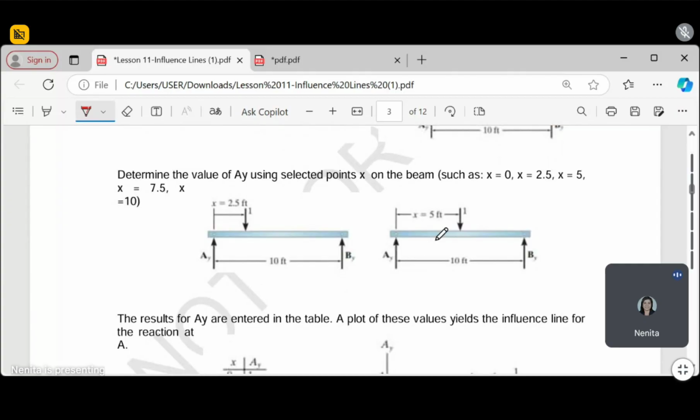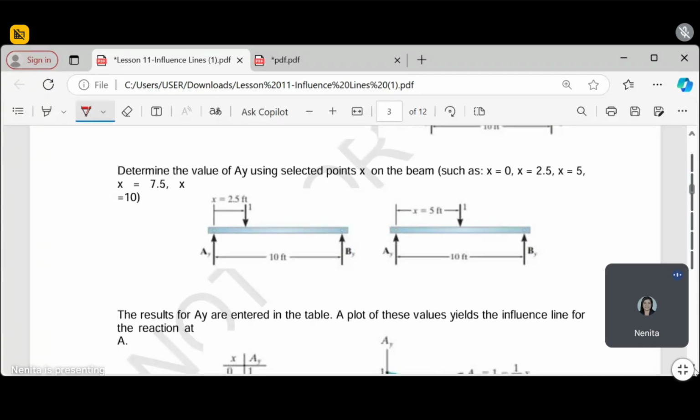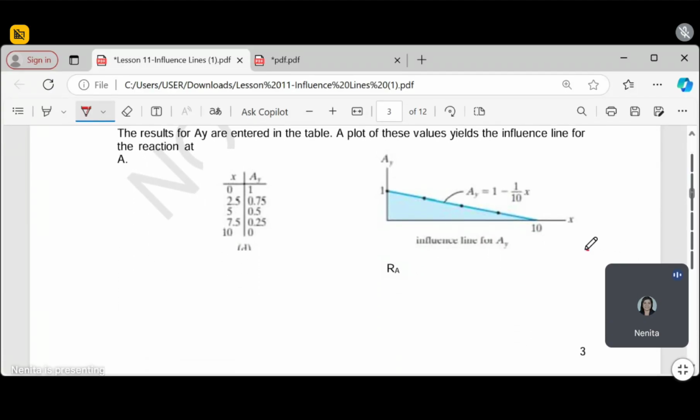Okay. He only used x0, 2.55, and 0. He used only four significant points. So this is his influence line diagram. The only difference is that what we used is RA, the same, no? Any question regarding this?